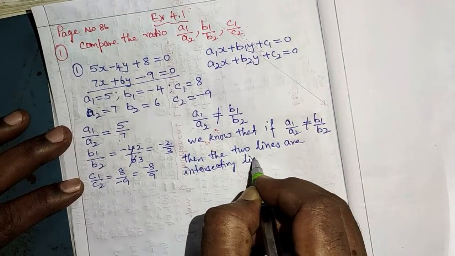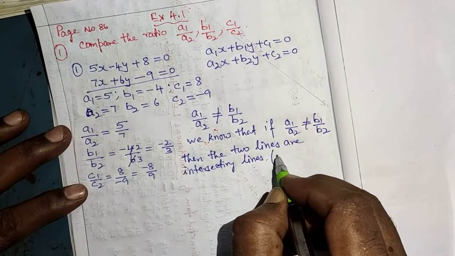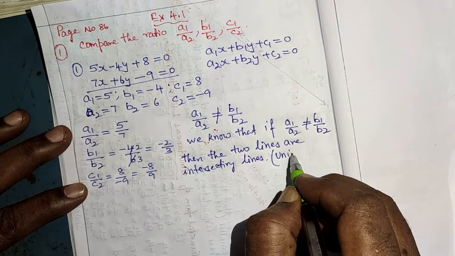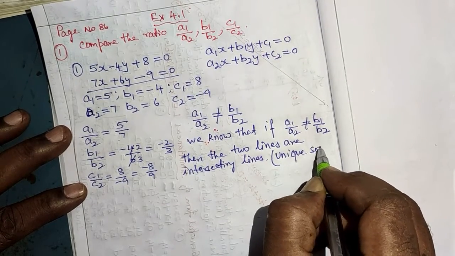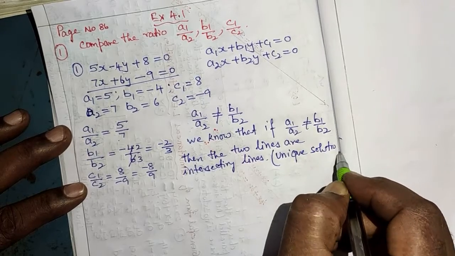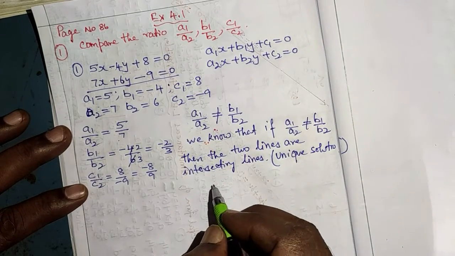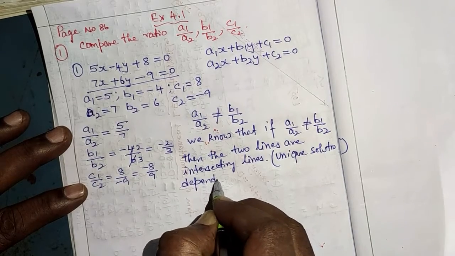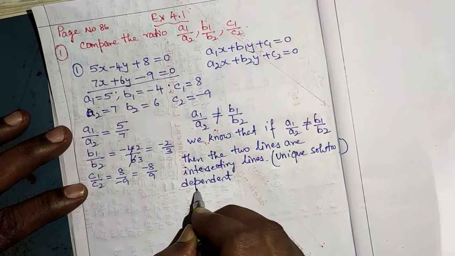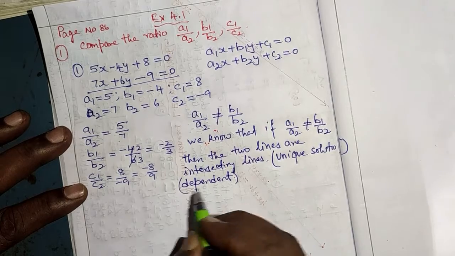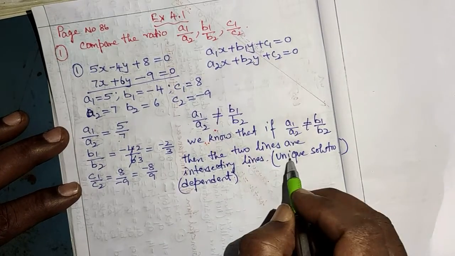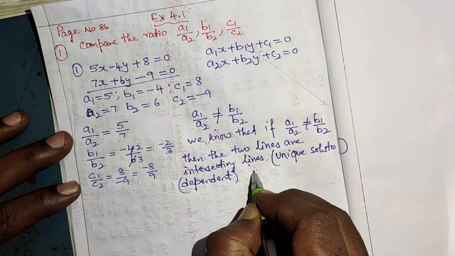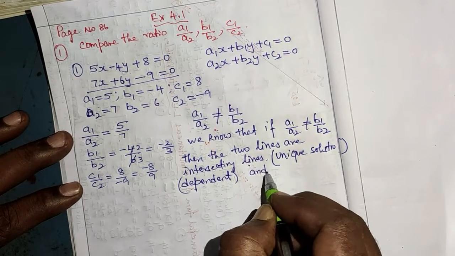Intersecting lines. So intersecting lines means they will have how many solutions? One solution, and that solution will be unique. So what can you tell about the equations? They are dependent or independent? They are dependent. So these are some of the terms which you must know. Intersecting lines means they will have a unique solution, they are dependent, and you can also tell that they are consistent.